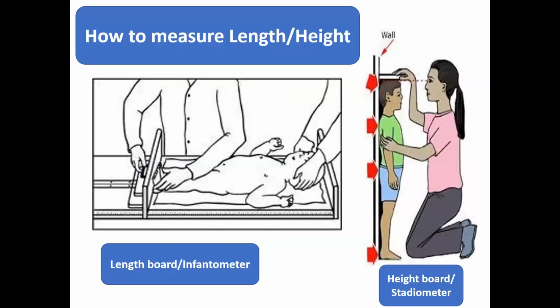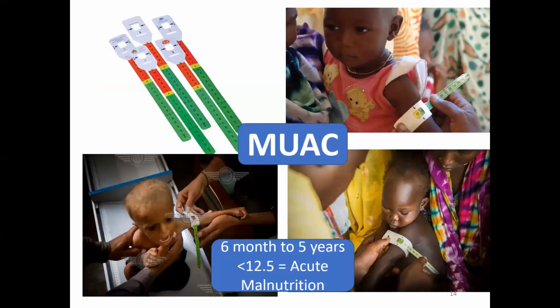So try to use those, for those who have them, is better than using the measuring tape. So I'll start with the MUAC, what we call MUAC. MUAC means mid-upper arm circumference, which is a small tape. Some of the small tapes for measuring mid-upper arm circumference are color-coded, which makes it much easier to use, even our grandmothers can be able to use it.